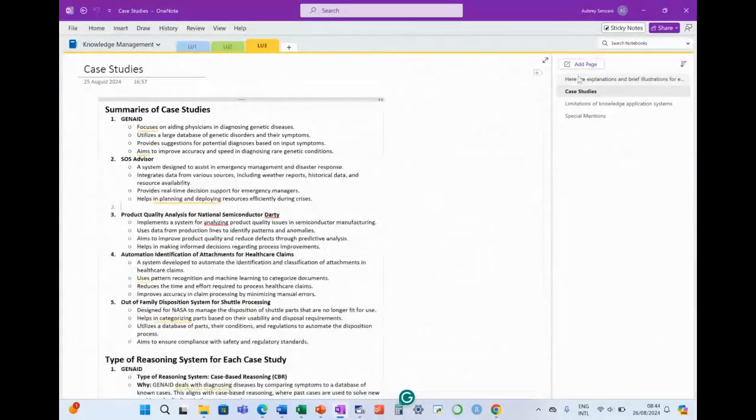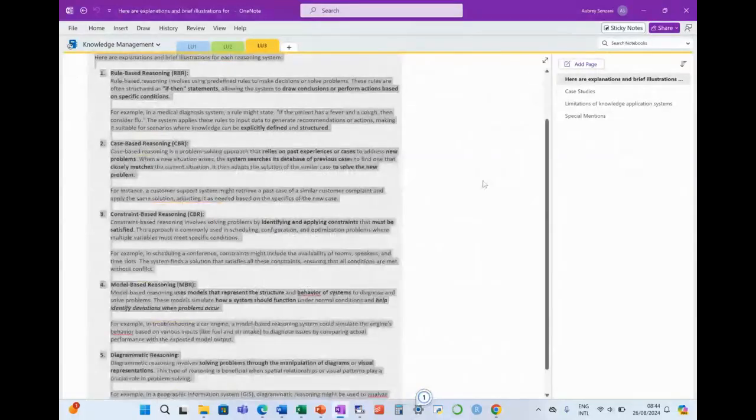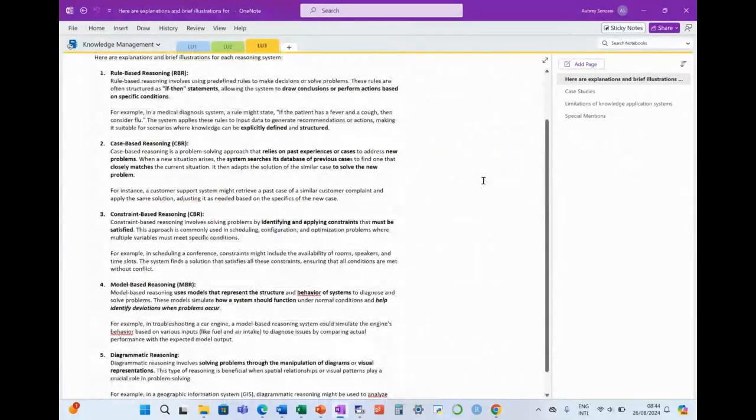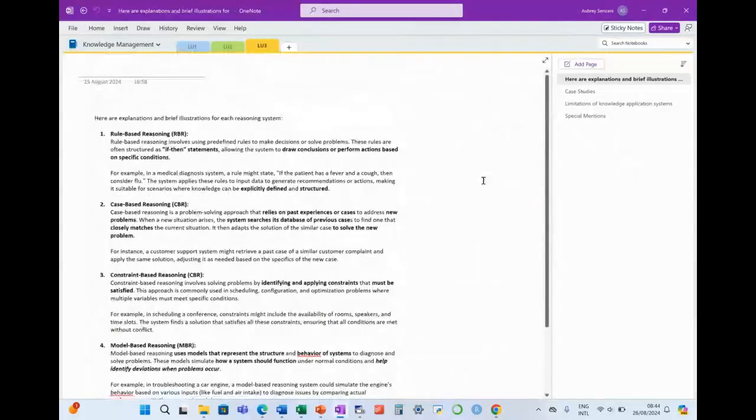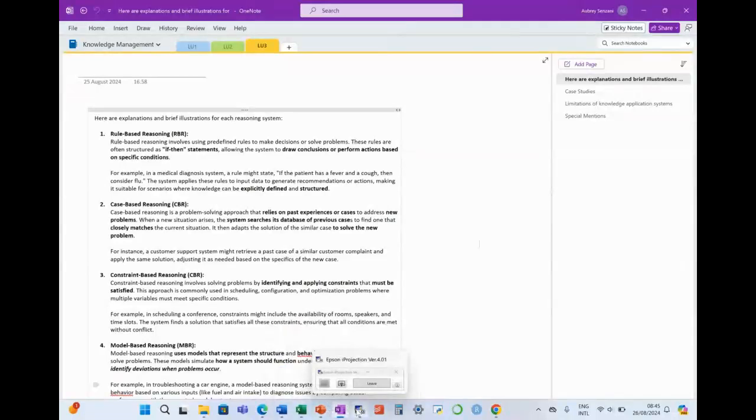And then I want you guys to identify which knowledge application system those cases speak to. Is it the rule-based? Is it the case-based? What is it? Okay. And that will be it for today. So yeah, you guys can have a look at that, or we can take a break now and then have a look at that after the break.